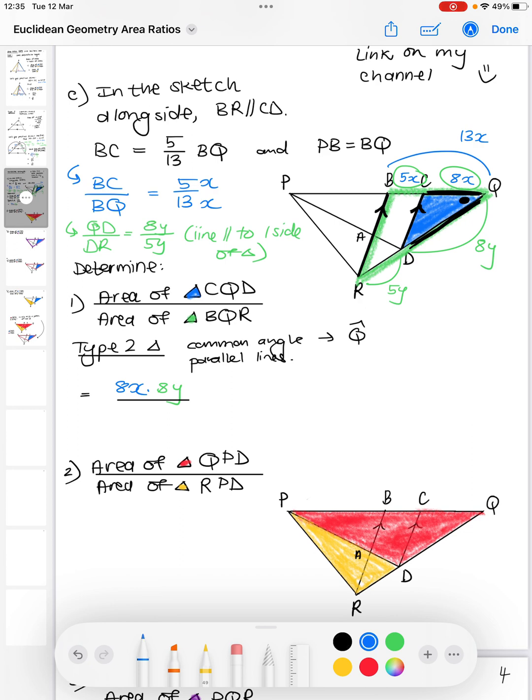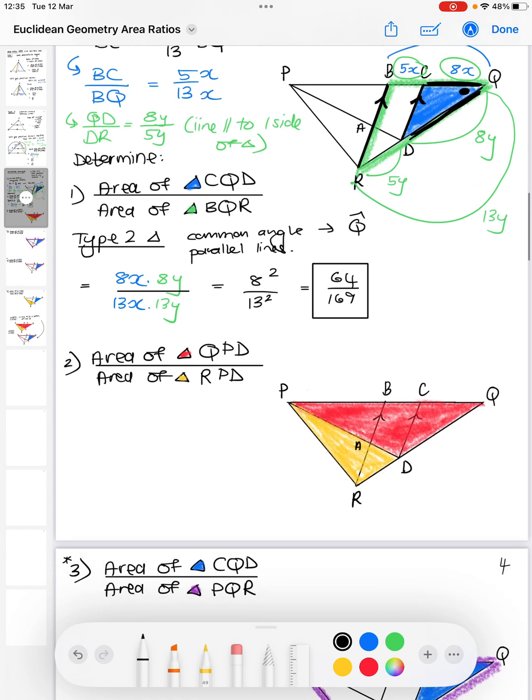That would be 13x times 13y. Where does the 13y come from? 5y plus 8y gives me 13y. So essentially what I'm saying is it becomes 8 squared over 13 squared. That gives me 64 over 169. That's your final answer. Let me put a little frame around it for you to remember. Great. So that concludes the first question.